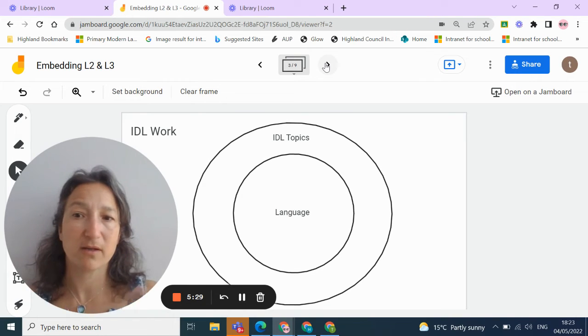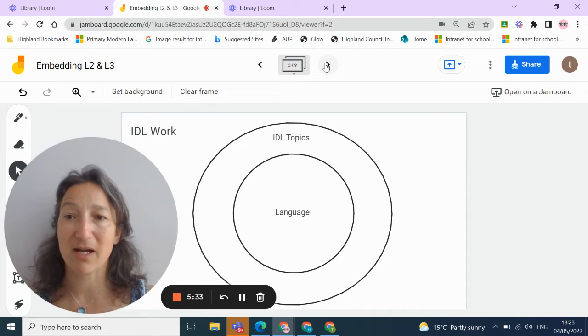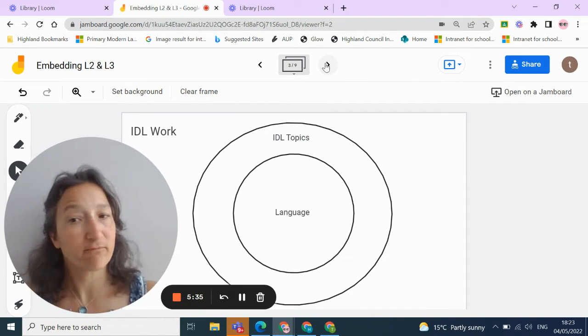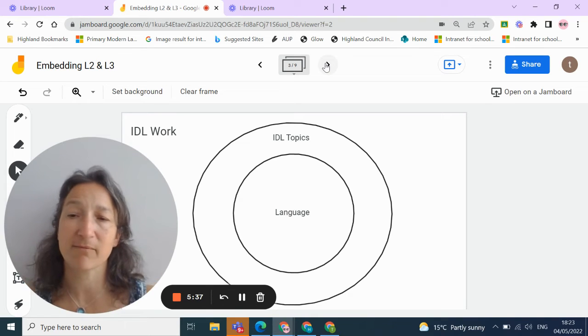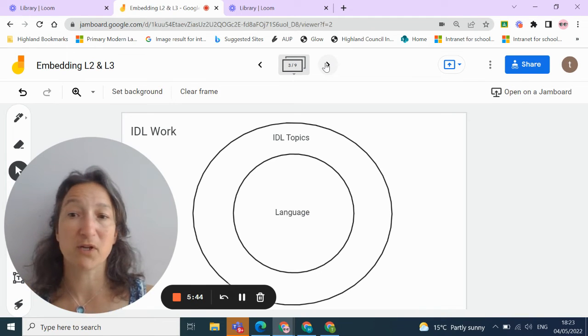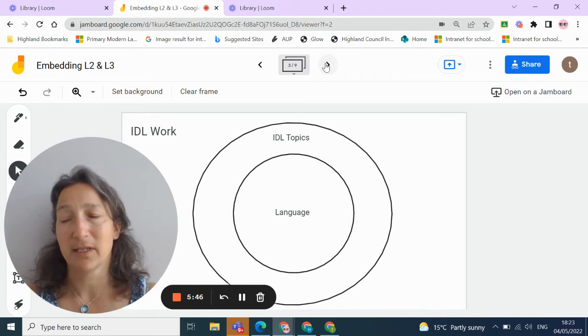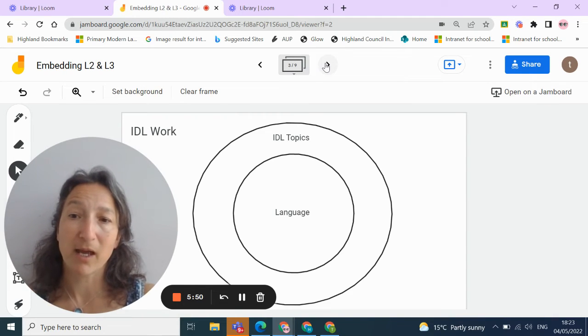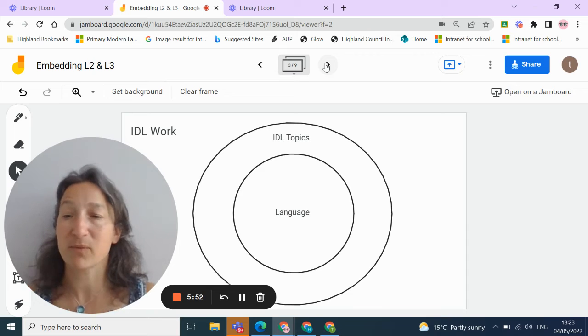Okay, so that's just really the sort of getting us thinking. Now what I'd like to do is think about IDL, or interdisciplinary learning, or cross-curricular learning, however you like to think about it. And what I'd like you to think about are topics that you normally do, or that you've covered in the past, or would like to cover, that would count as an IDL sort of topic, that brings different areas of the curriculum together.